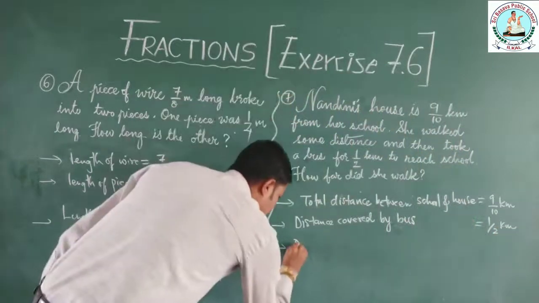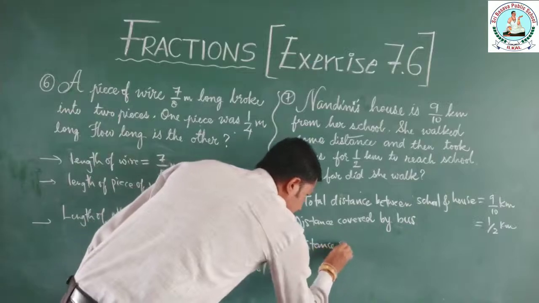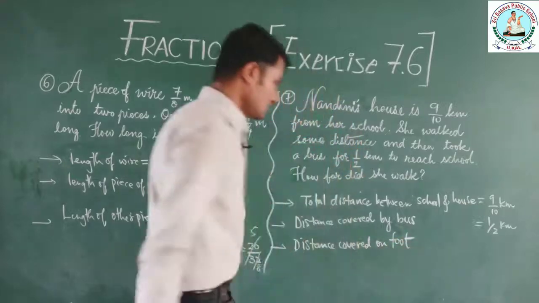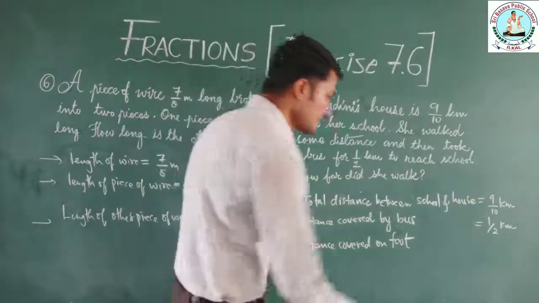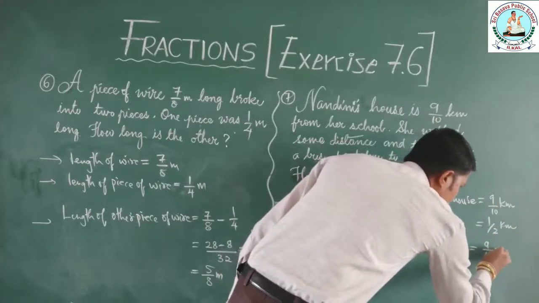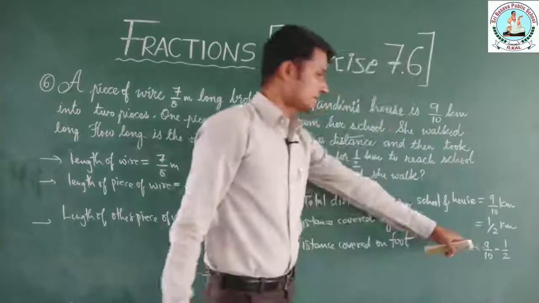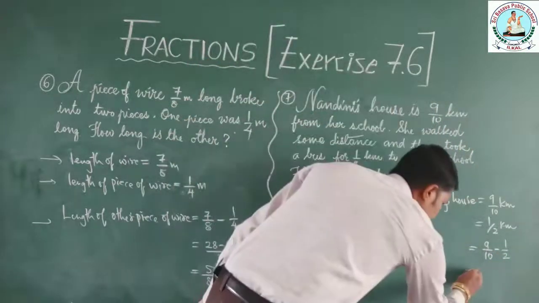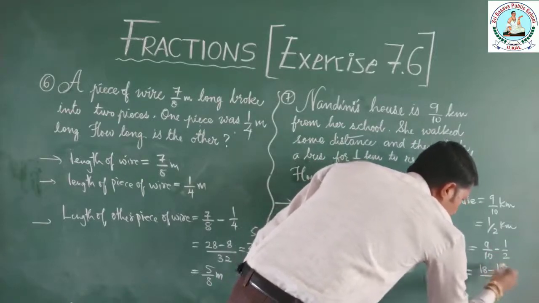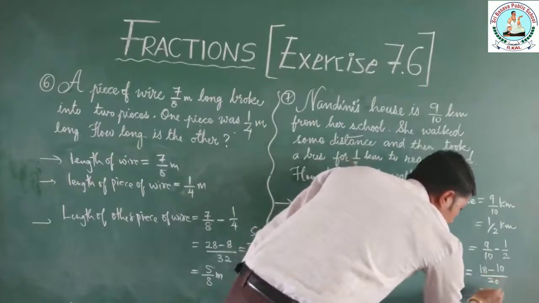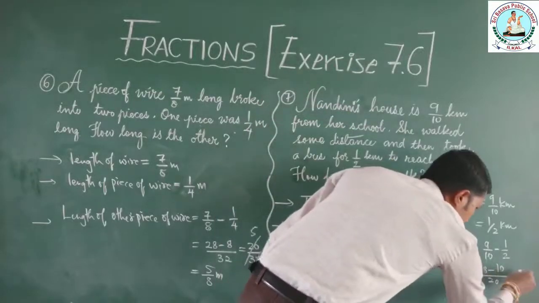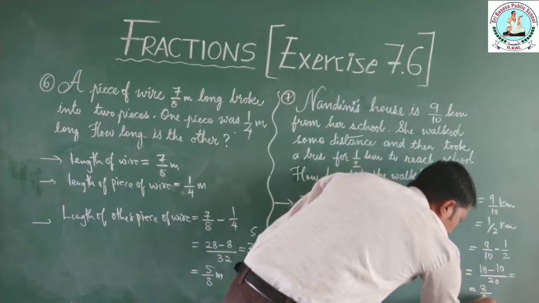Then you need to write the last sentence like distance covered on foot. So this is the distance she has covered on foot. How much is it? Very simple. Bigger distance minus smaller distance. So 9 by 10 minus 1 by 2. It is just like subtraction of unlike fractions. So just do it. 2 9s are 18 minus 10 1s are 10. So the product of these two, 10 2s are 20. So just solve them. 18 minus 10 is how much? 8. I am going to write here 8 divided by 20 as it is.